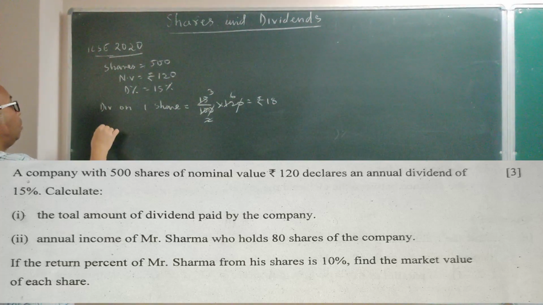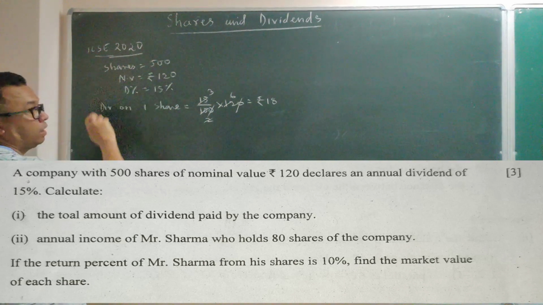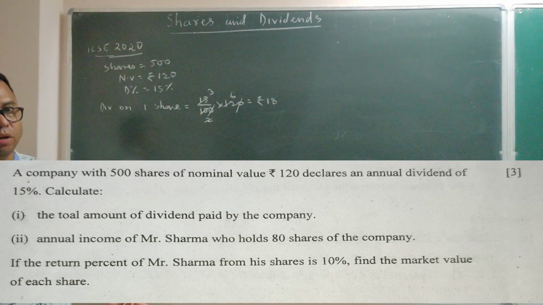Then let me find out the number of shares. But why will I find the number of shares? The number of shares is already given to you, 500. So I don't need to find out the number of shares. I don't need to use that formula number 2 because the number of shares is already given, 500.